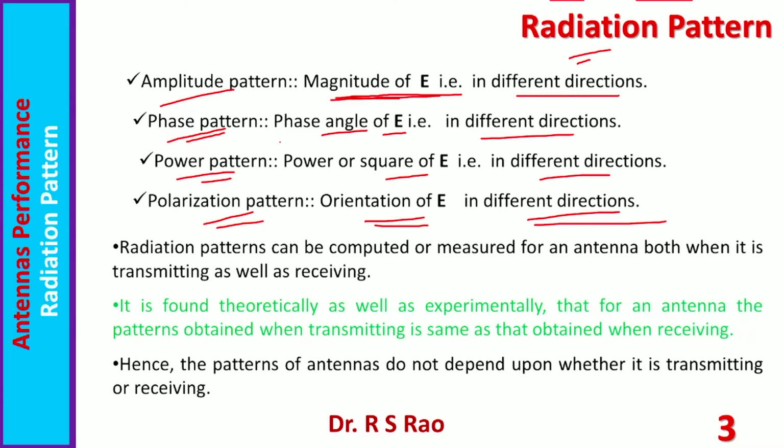Usually, all these patterns are given with respect to a particular radial distance. The distance is fixed, r is fixed. In different directions, how amplitude varies, that information we can have from the amplitude pattern. How phase varies, that information from the phase pattern. How power varies, that information from the power pattern. How polarization varies, that information from the polarization pattern.